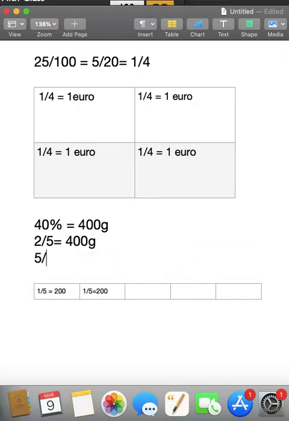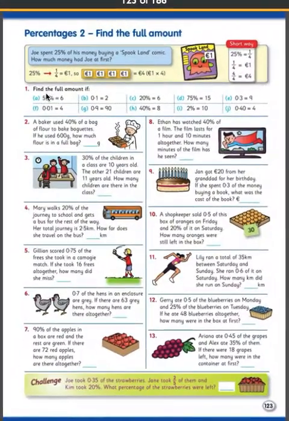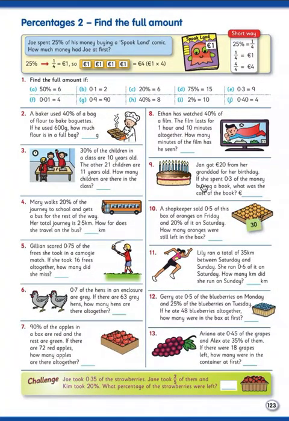So 5/5 would be equal to 2, 4, 6, 8, 1,000 grams. Oh, I forgot a 0. So do you see what I mean? You find 40% as a fraction, and then you can work out by drawing, well, that 2/5 was 400 grams. What's the 5/5? So you're working out all your word problems like that. It's the same thing each time. They're giving you a percentage of something, and you have to find 100%.